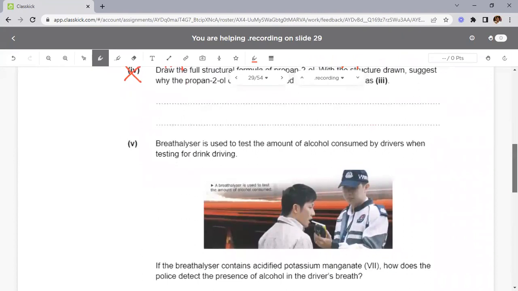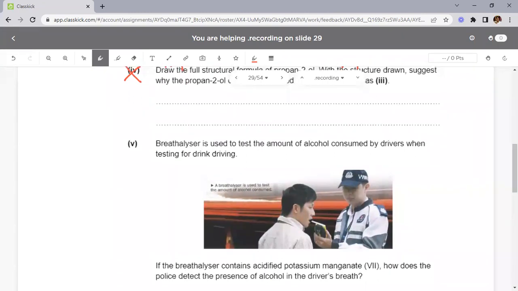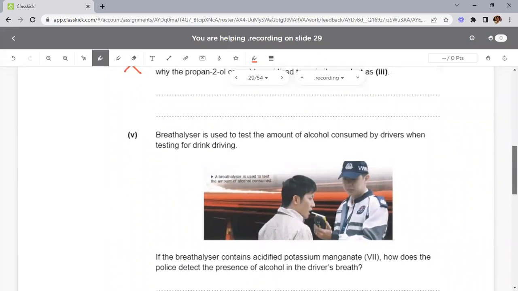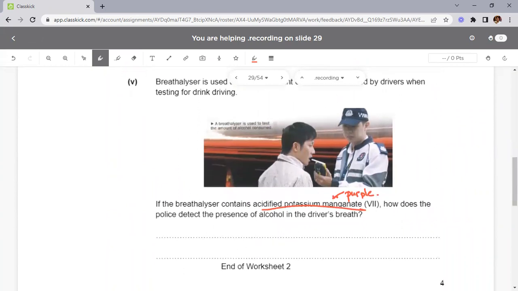So after knowing how oxidation of alcohol works, how are we able to apply this reaction? One way it is actually used is in the breath analyzer. If the breath analyzer contains acidified potassium manganate 7, this is actually a purple color solution. What's going to happen if alcohol is present? We know that potassium manganate 7 is purple. It is also an oxidizing agent.